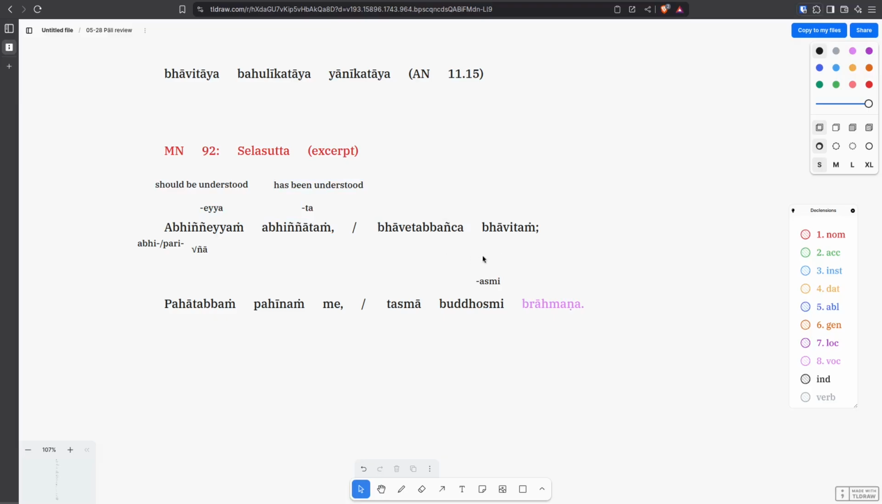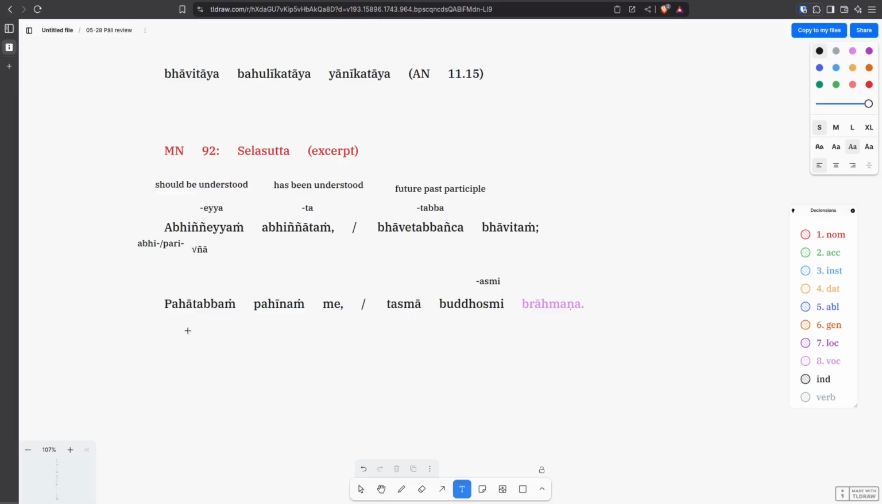Bhāvetabbañca bhāvitaṃ. So what should be developed, we skipped over this tabba form. You recognize this from the chanting that you memorize for the Dhammacakka as well. This is called the future passive participle. What should be developed is developed. This is the past participle.